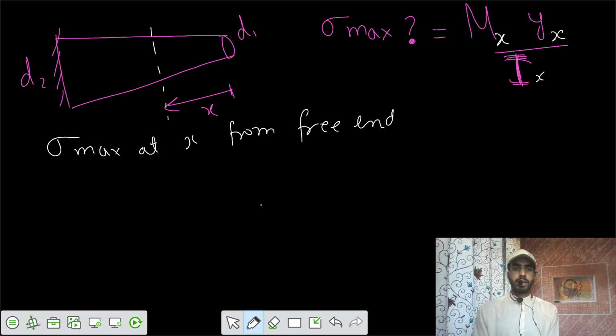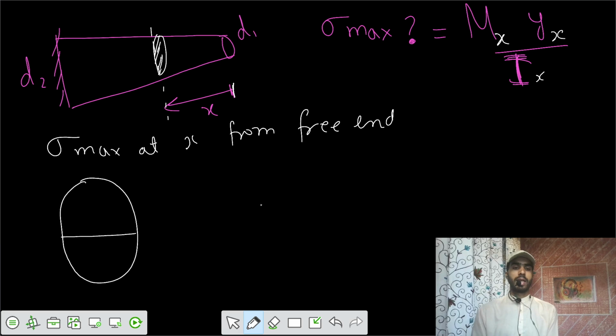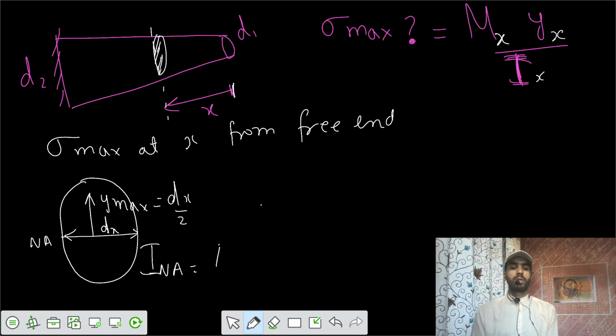So let's say that at a distance x we have maximum bending stress. For that you need the diameter of that section x. Let's say the diameter at section x equals dx. This is dx, this is your neutral axis, and y max we know would be dx by 2. And the moment of inertia about the neutral axis would be equal to pi dx power 4 by 64.